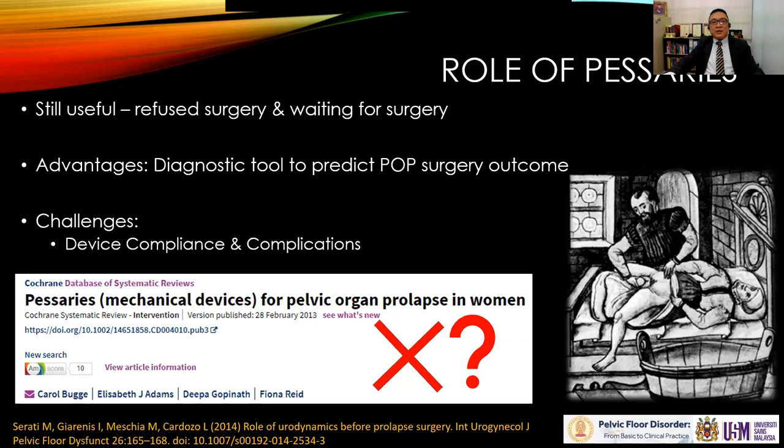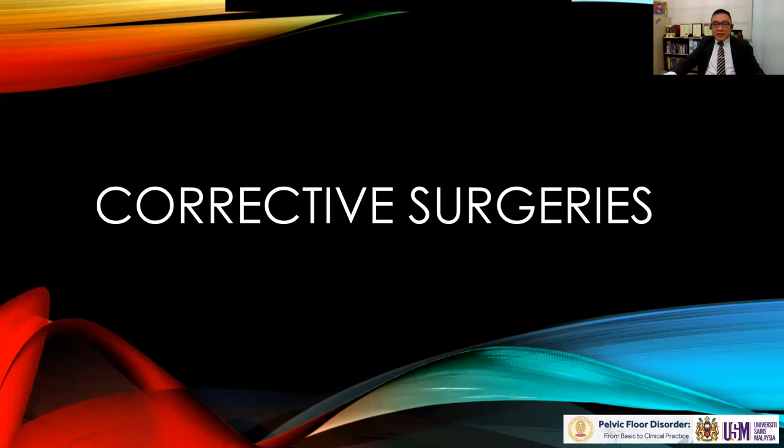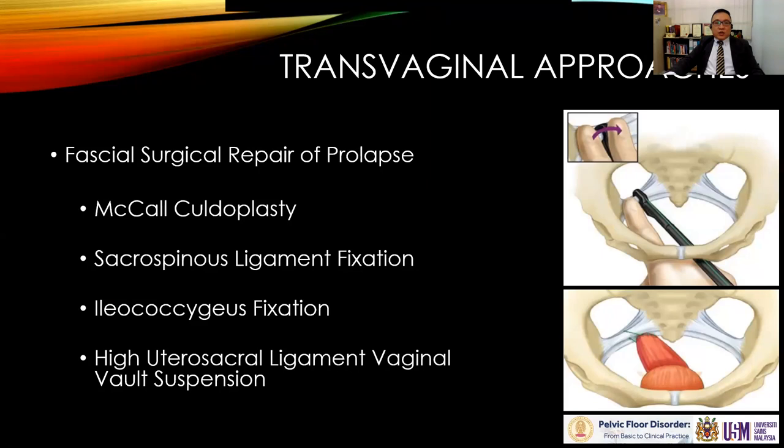How about corrective surgeries? We have a lot of modalities in pelvic surgeries, which are done by urogynecology colleagues and also colorectal surgeons. The transvaginal approach is one of them, in which they attempt to fix the vaginal vault or the ligaments around it to the surrounding ligaments, such as the sacrospinous ligaments and iliococcygeus ligaments. This procedure carries a slightly higher risk of urethral injury. And as we fix it to the sacrospinous ligament, sometimes it can cause sacrospinitis, which leads to chronic back pain, which will further impair the quality of life of the patient.